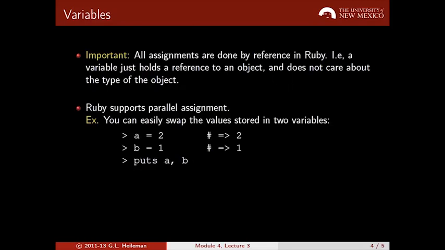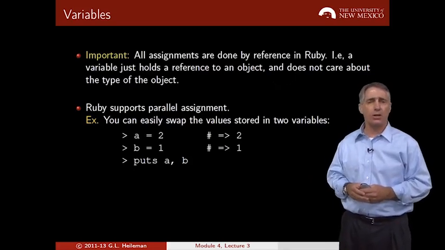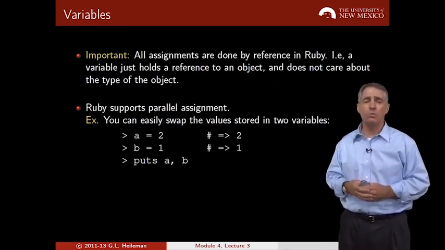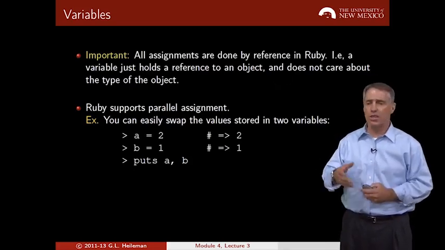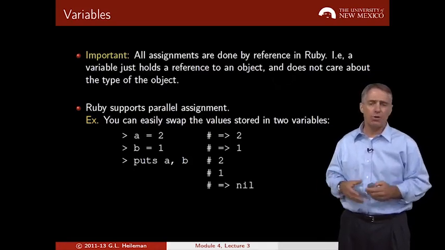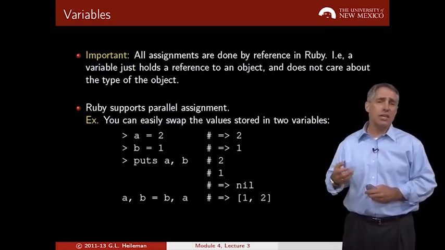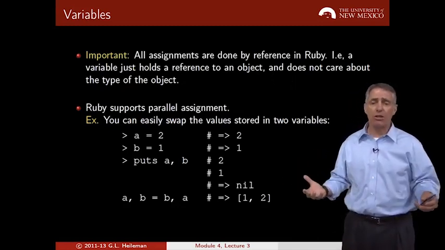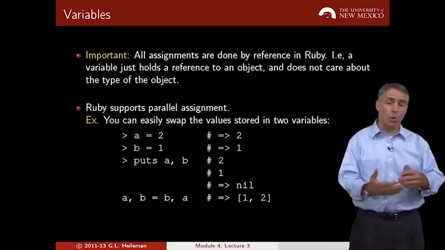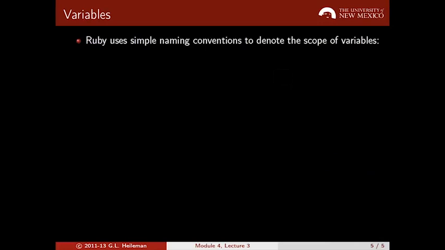Ruby has something called parallel assignment that's kind of interesting. So here I've opened up IRB, typed a = 2, b = 1, which creates those variables. If I say puts a, b, it'll print out both of those. And now if I say a, b = b, a, that's doing a parallel assignment which acts to swap those two values. Quite interesting, you can do that all on one line.